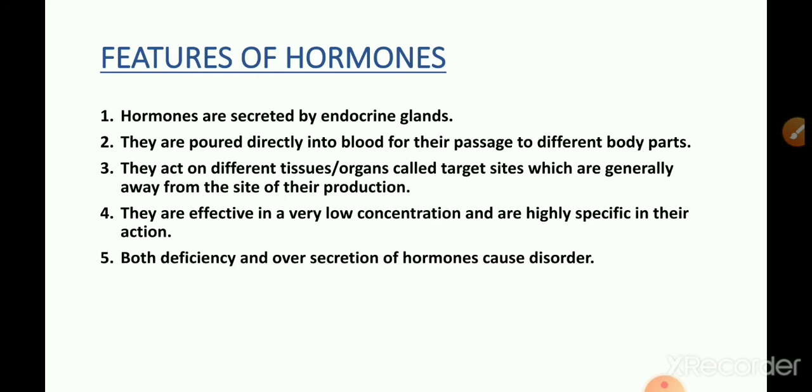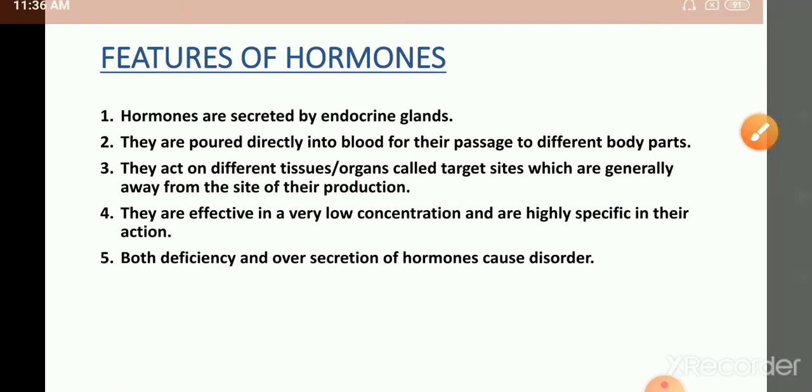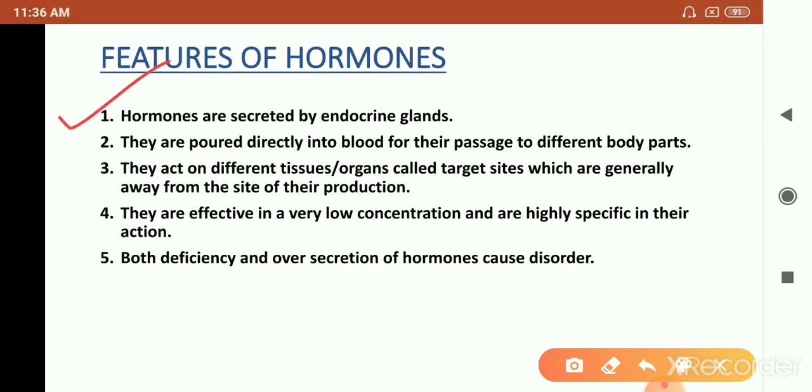Hormones, as I said, are chemical messengers secreted by endocrine glands that are passed directly into the blood and taken to the target sites for controlling and coordinating various activities, including growth and development. The first feature is that hormones are secreted by endocrine glands. They are poured directly into the blood for passage to different body parts.